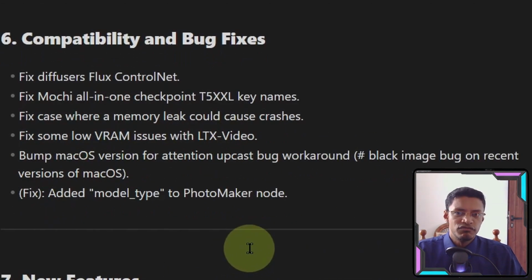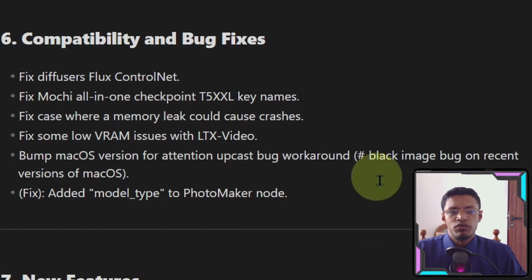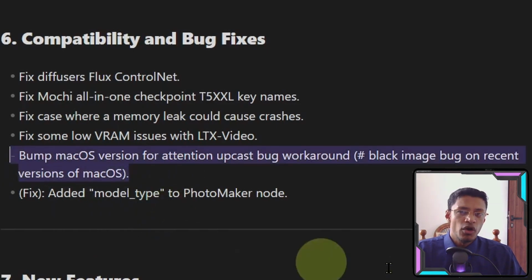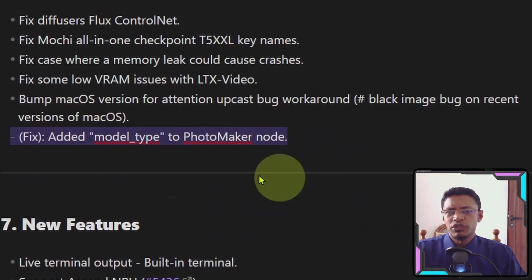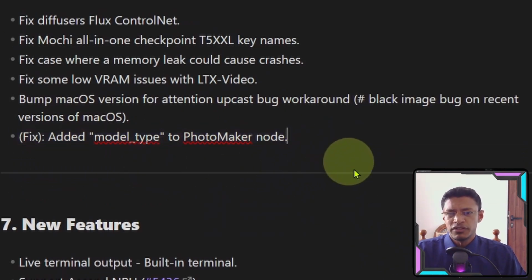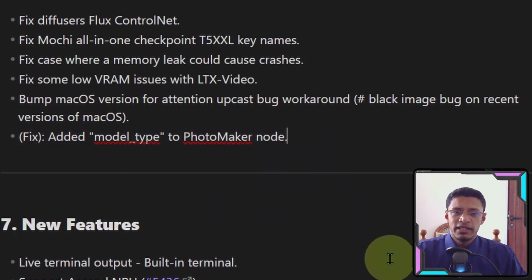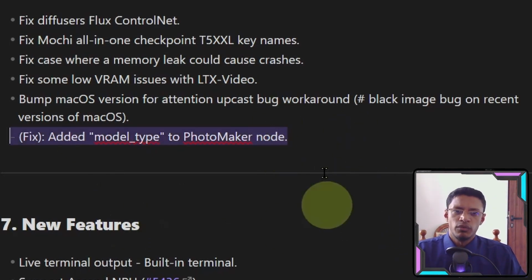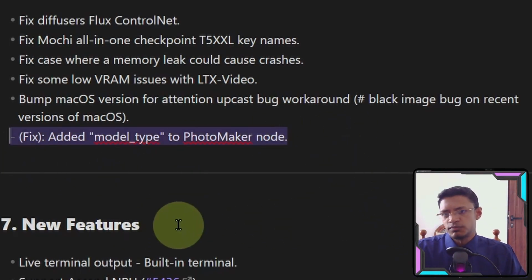For Mac version, there was an update. Before, there was this black image bug on recent versions of Mac OS. So you may want to update your ComfyUI if you were getting these black images. There's also a fix for the PhotoMaker node. On the channel, I've released a video on PhotoMaker a while back, and new people were saying that the nodes were no longer working. So hopefully when you update your ComfyUI, these are built-in nodes by the way, it's probably going to fix it.